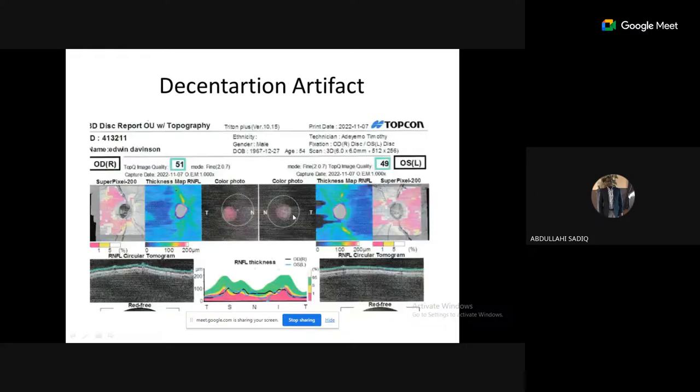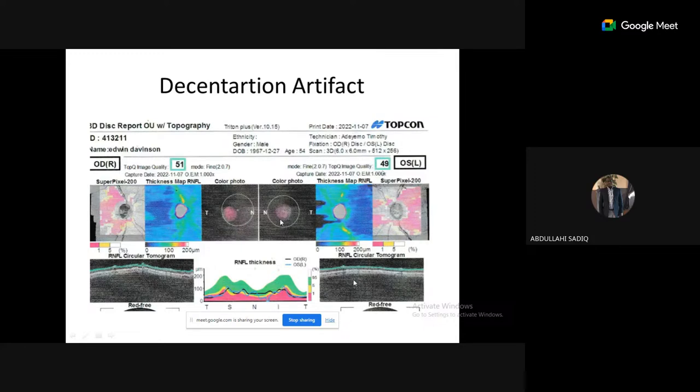Now, another thing is, look at this one. You see, this one is perfectly centered, and this one is decentered. So this is what we call decentration error. This should be centered. So although the patient has good signal strength, this one is compromised by the decentration. So the result of this right eye cannot be reliable.